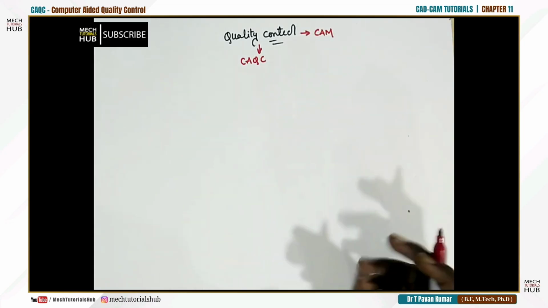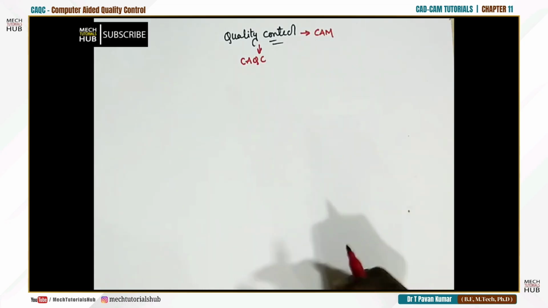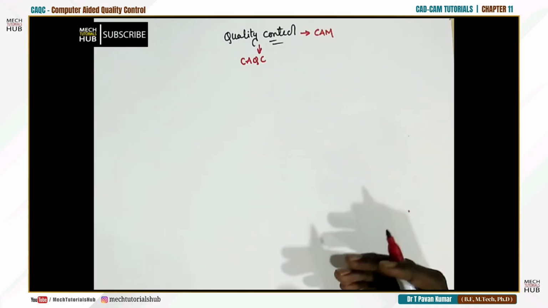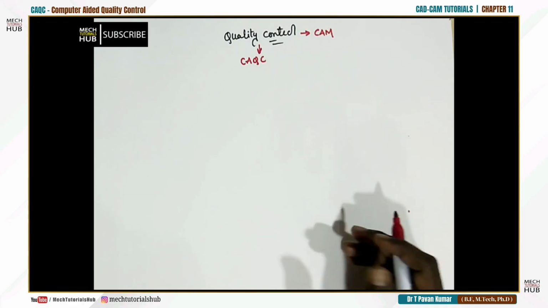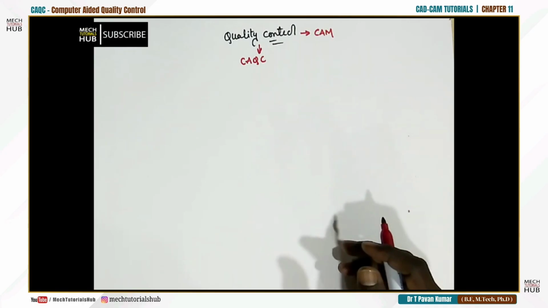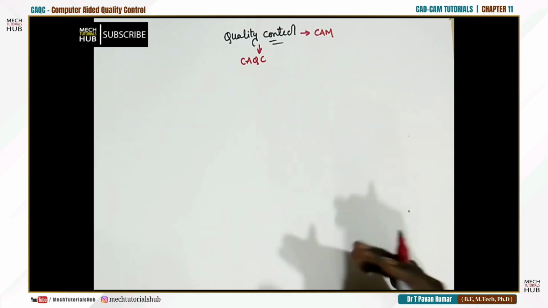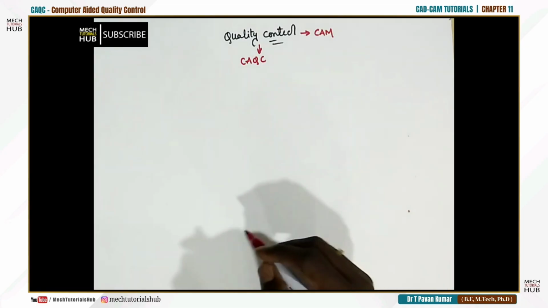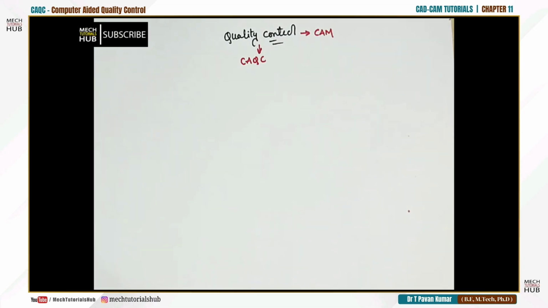In the process of manufacturing the component, we check the material, and we check the parts or components individually and at the assembly level, and also before dispatching to the customer. There are different levels of checking the part. Those are all things we'll try to cover in this lecture. We'll mainly focus on computer aided quality control.